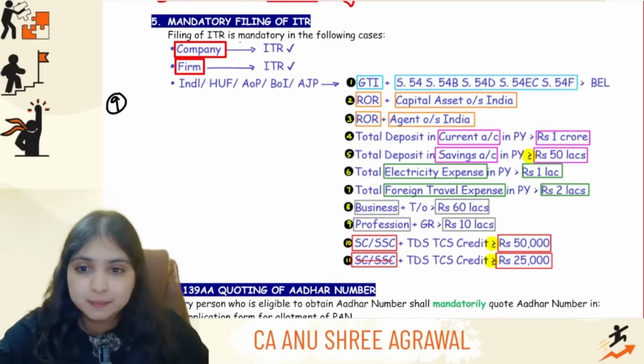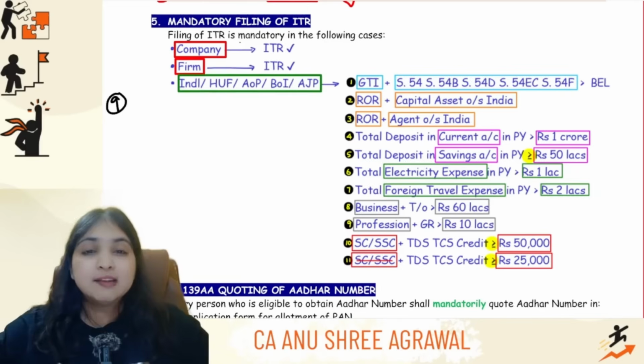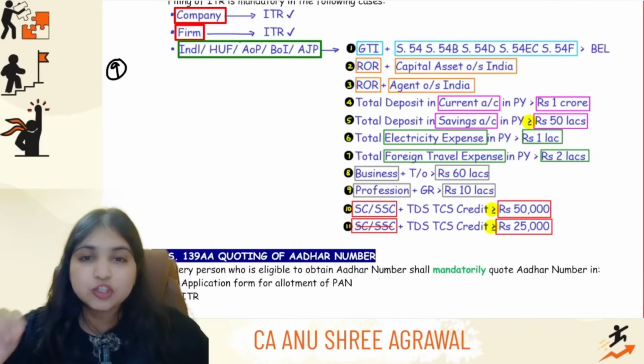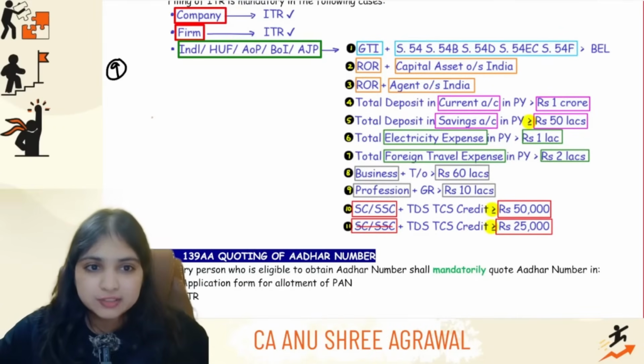The whole drama applies only if the assessee happens to be an individual, HUF, AOP, BOI or AJP. For these assessees, guys, we have 11 situations. If the assessee falls under any of these 11 situations, only and only then do we have to mandatorily file ITR. Let us have a look at the 11 situations one by one.